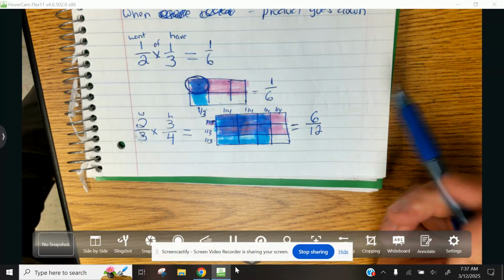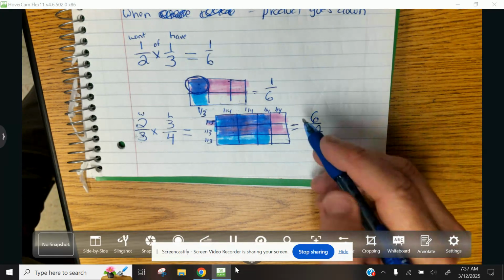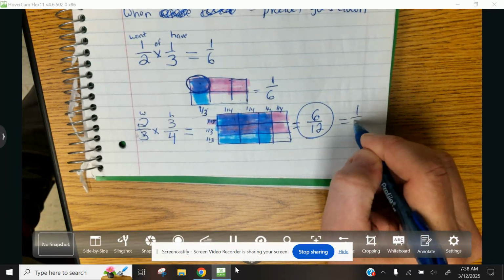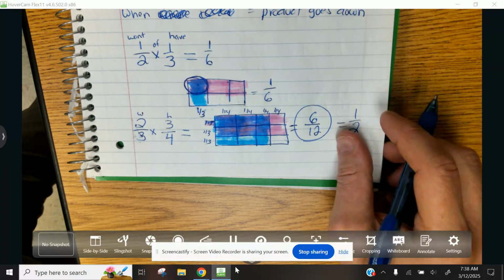I'm okay with that, as long as you understand you're counting twelfths and not wholes. So your answer is 6/12, which hopefully you know is also 1/2 when you simplify. We haven't talked about that much. Okay, let's do one more. Hopefully that's making a little sense to you.